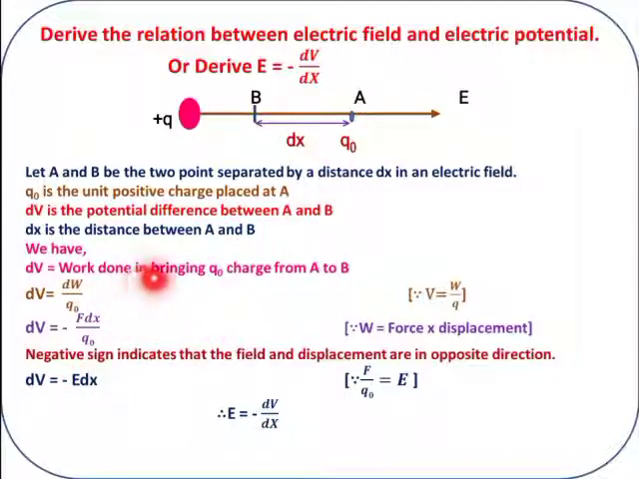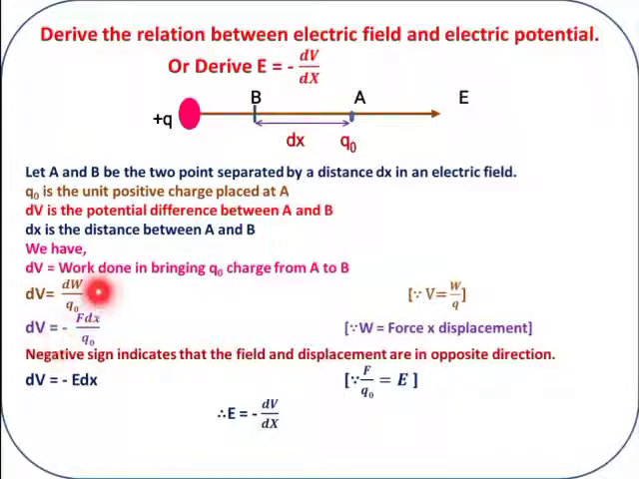Now, according to this formula, dV is equal to dW, the work done in bringing the unit positive charge, that is Q naught, from A to B. Earlier it was at infinity and I shifted it, I am just assuming this, from infinity to A, then A to B. Suppose we shift from A to B, then what do I have to write here? Q naught charge from A to B. We are shifting this charge from A to B. Now dV is equal to dW divided by Q naught.